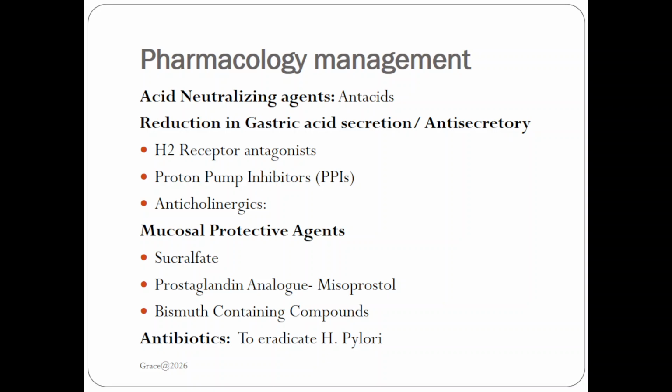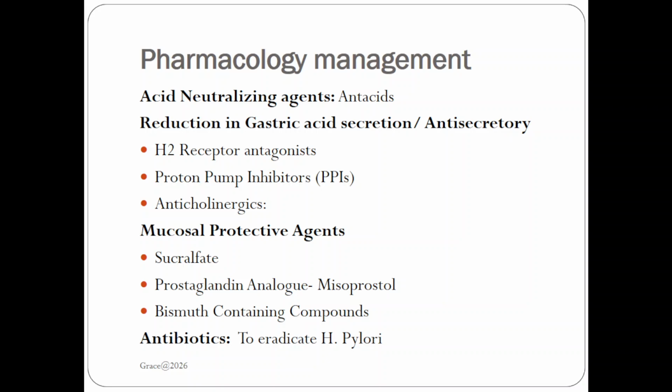So I was saying that this pharmacological management is going to cover both management of peptic ulcer and management of the gastroesophageal reflux. Here we want to focus on reduction of gastric acid. When we reduce gastric acid, we have histamine receptor antagonists, proton pump inhibitors, and anticholinergics. Then we can also look at mucosal protective agents.